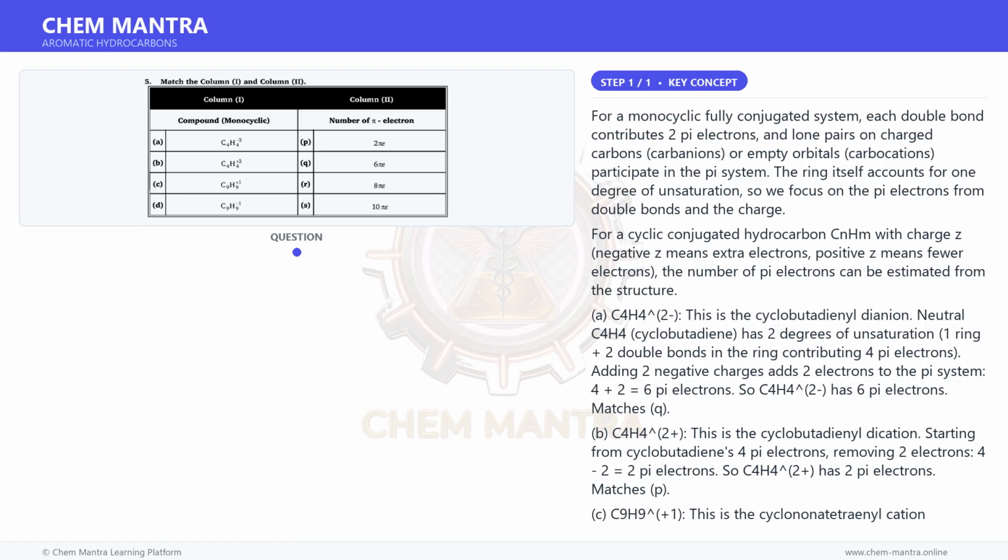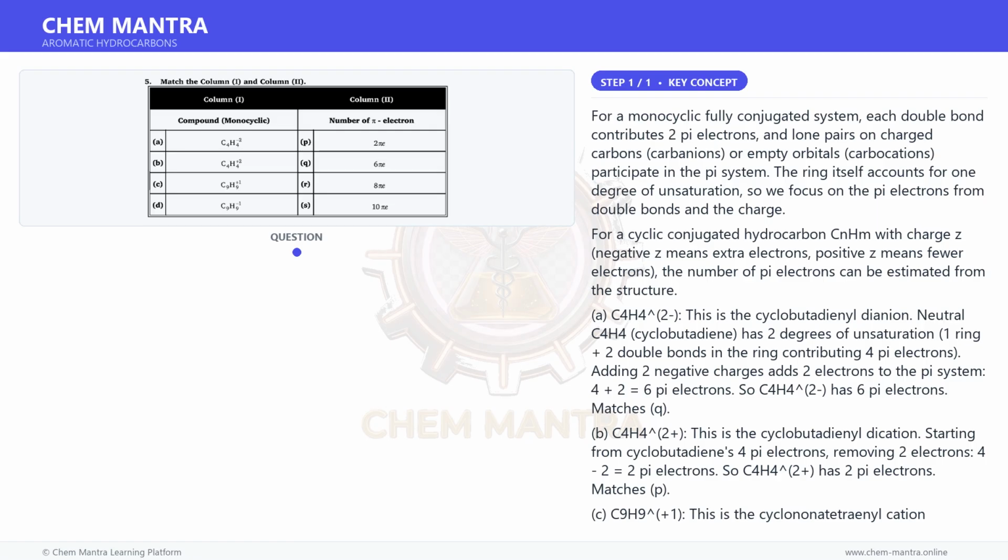A. C4H4 2-. This is the cyclobutadiene dianion. Neutral C4H4, cyclobutadiene, has 2 degrees of unsaturation, 1 ring plus 2 double bonds in the ring contributing 4 pi electrons. Adding 2 negative charges adds 2 electrons to the pi system. 4 plus 2 equals 6 pi electrons. So C4H4 2- has 6 pi electrons.